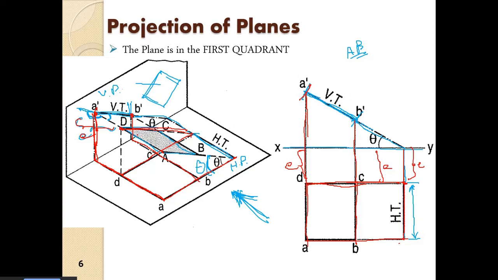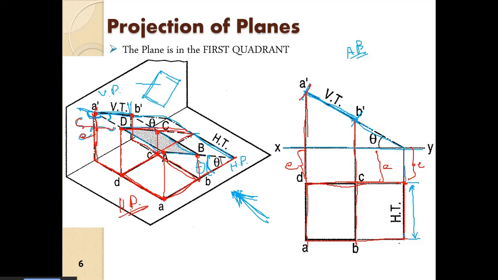So ultimately, D will be projected here. The point C will be projected here, the point A will be projected here, and the point B will be projected here. All right, and this will be the projection of the plane ABCD, the top view projection of the plane ABCD on the horizontal plane.